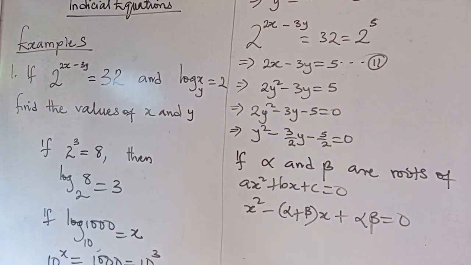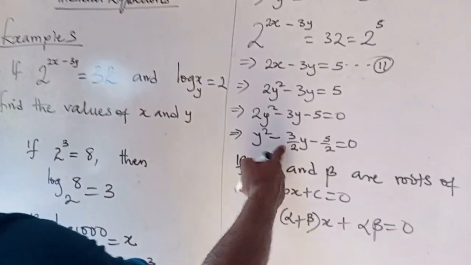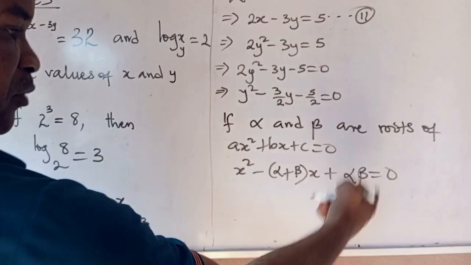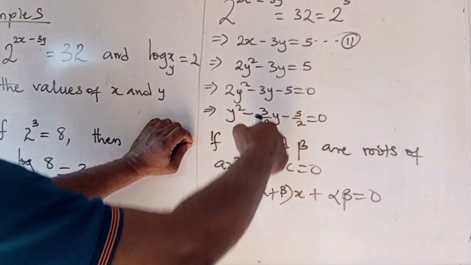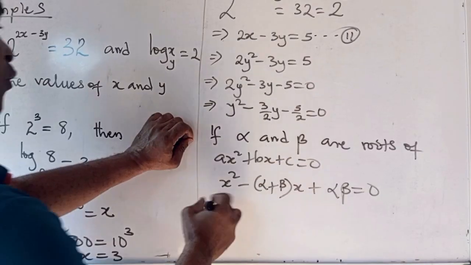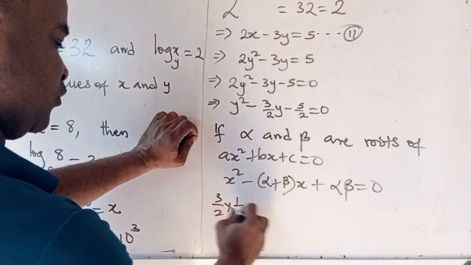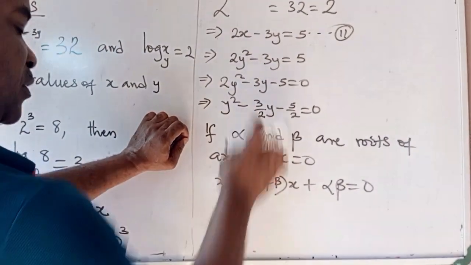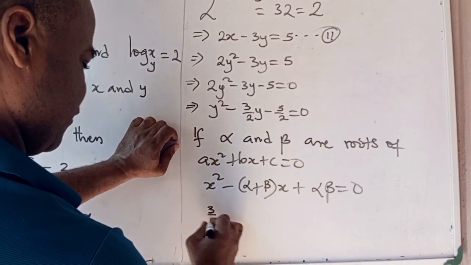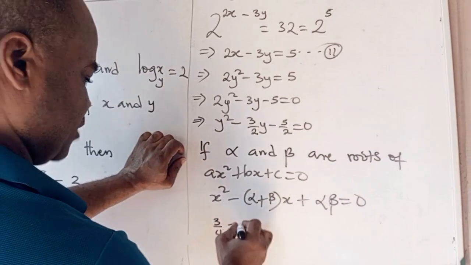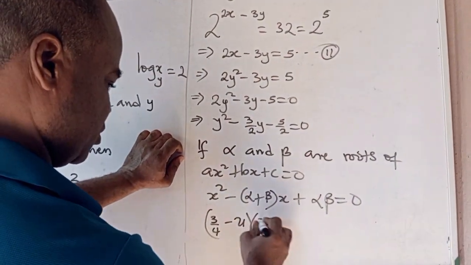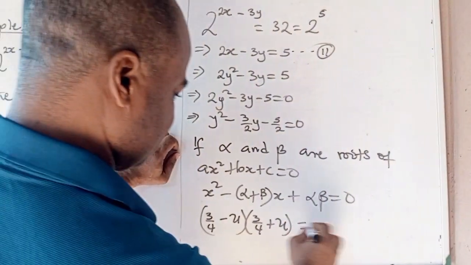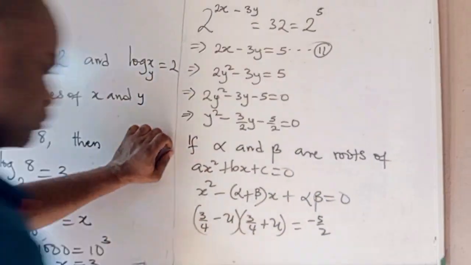That becomes the equation. So if I pick this now, I'm going to find half of this and then equate it to the product just like this. So half of 3 over 2 is 3 over 2 times 1 over 2, which is 3 over 4, right? So let me use that here. Now 3 over 4 minus u into 3 over 4 plus u will give us the product, which is equal to negative 5 over 2.